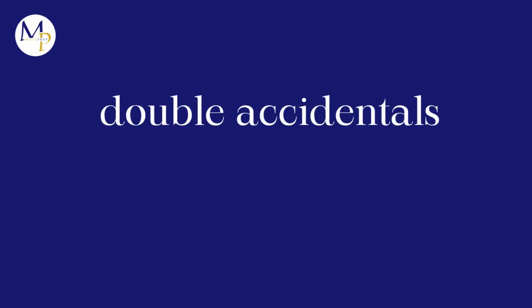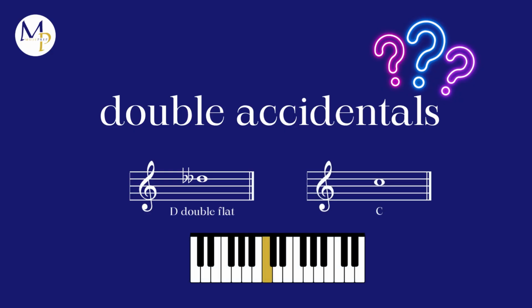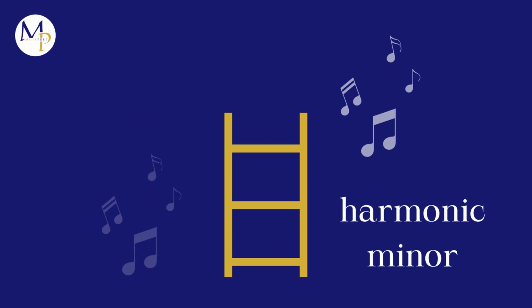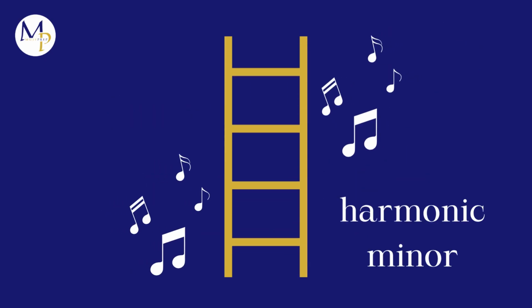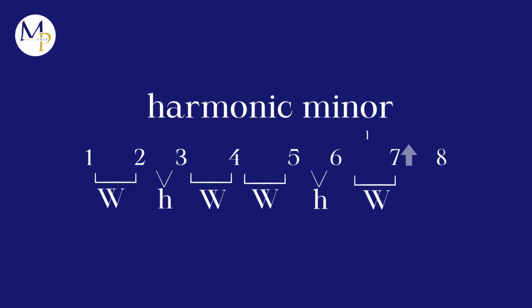Now you may ask, why do we need double accidentals at all? Couldn't we just write the note that uses the same piano key? In scales and chords, this often does not work. Let's look at the harmonic minor scale. You may remember that in the natural minor scale, there is a whole step between the seventh degree and the tonic. In harmonic minor, the seventh degree is raised by a semitone to create the leading tone.